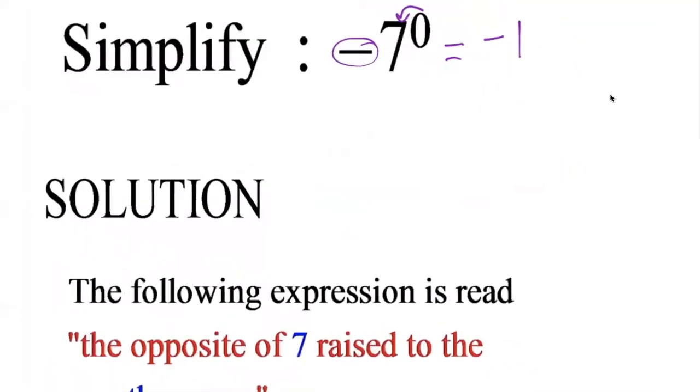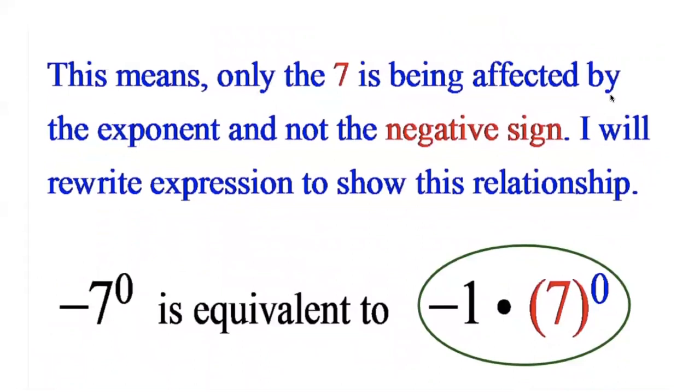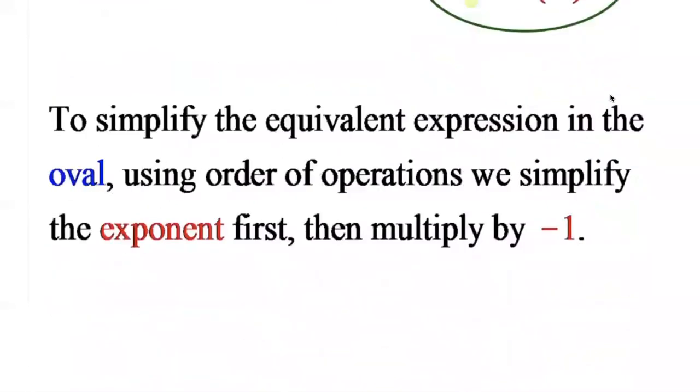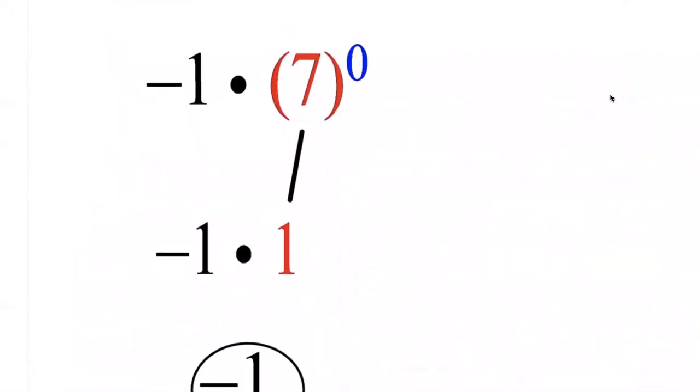And if you're looking for a more detailed explanation, you can see it here. The 7 is only affected by the exponent, not the negative 1. You can think of it as a negative 1 out in front, but it doesn't affect the 7. The 7 is affected by the 0. 7 to the 0 power is a 1. So then we end up with 1 times negative 1, which of course is going to give us the negative 1. So again, the 0 only affects what it's right beside because it doesn't have the parentheses around the negative sign. So we end up with a negative 1. That one can be a little tricky.